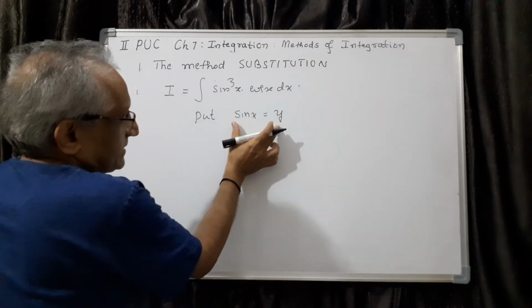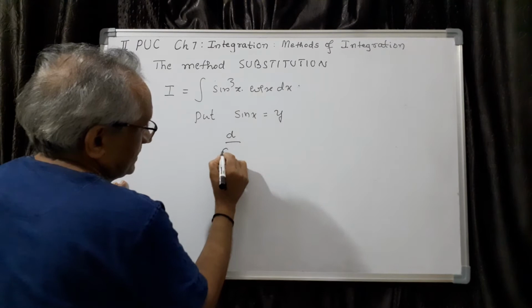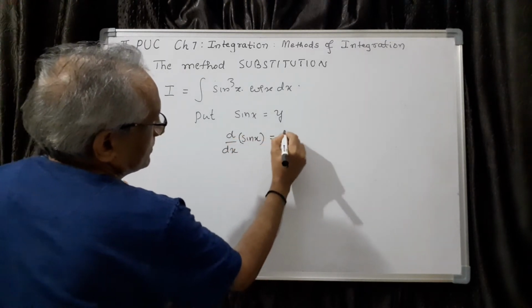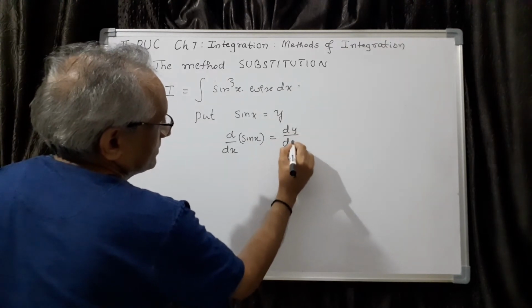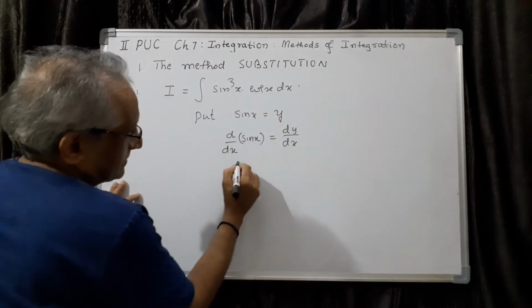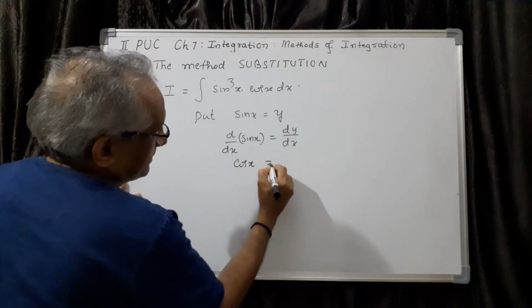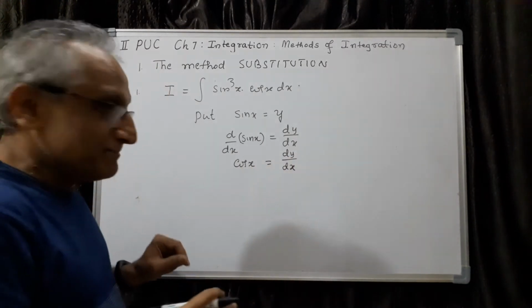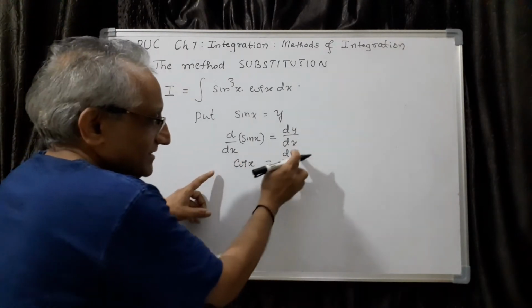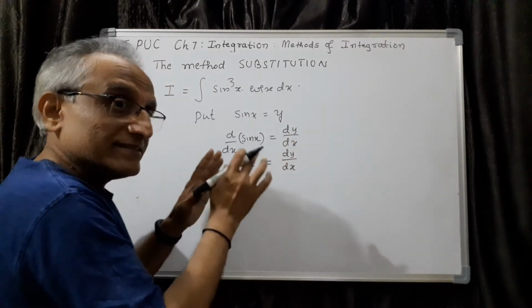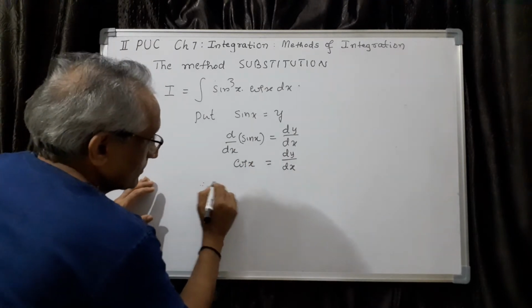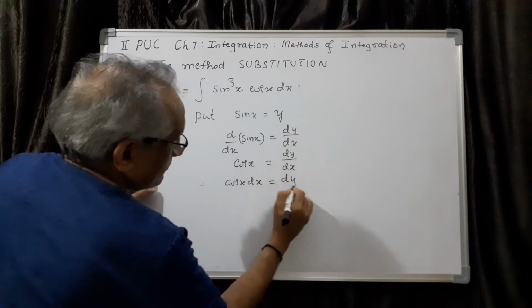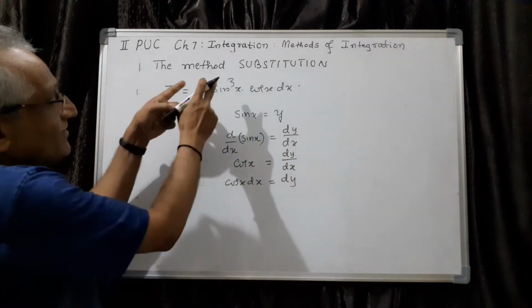This you have to differentiate now. So d by dx of sin x will be equal to dy by dx, because we have to differentiate with respect to x. This is cos x, and this will be equal to dy by dx. Strictly speaking, we cannot cross multiply because this is an operator, but in integration this is allowed. Therefore cos x dx equal to dy we have to write.